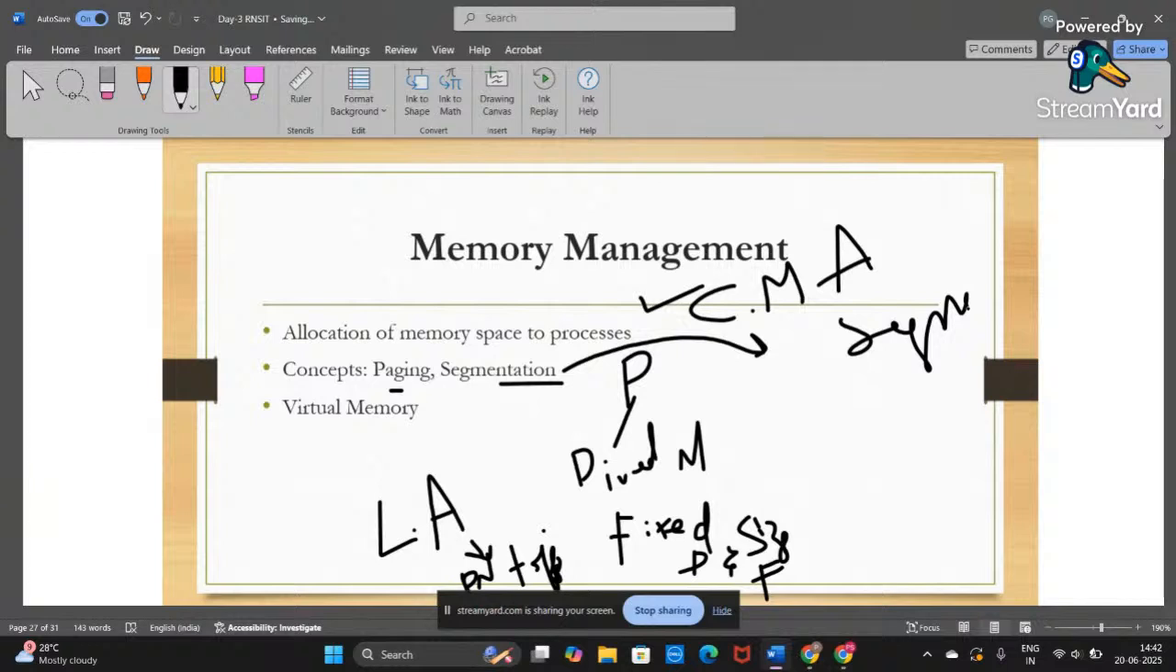Then let us see what segmentation is. Segmentation is memory divided based on the logical division, that is code, stack, etc.